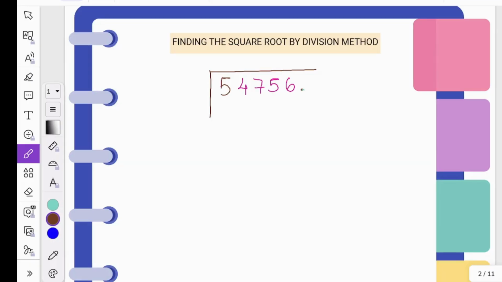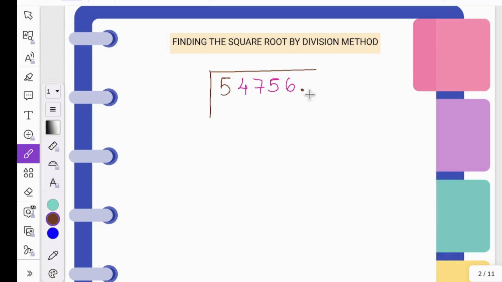So here let us find out the square root by the long division method. So how to find this one? Here this is a number with the decimal point on the right end. In this case, we have to place the bars above the number, which means we have to pair up the number.